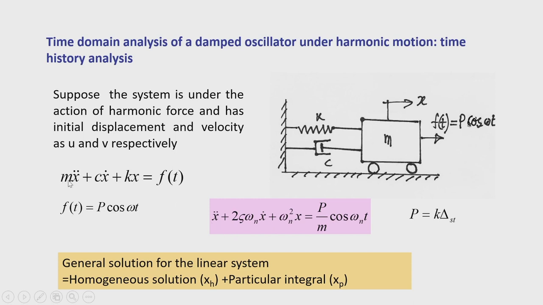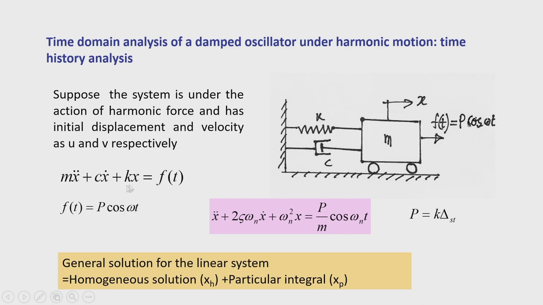Okay. So, the model is described by this differential equation m x double dot plus c x dot plus k x equal to f t. Substituting f t is equal to p cos omega t, because we have assumed that the system is under harmonic excitation. So, harmonic force can be a sine function or can be a cosine function.